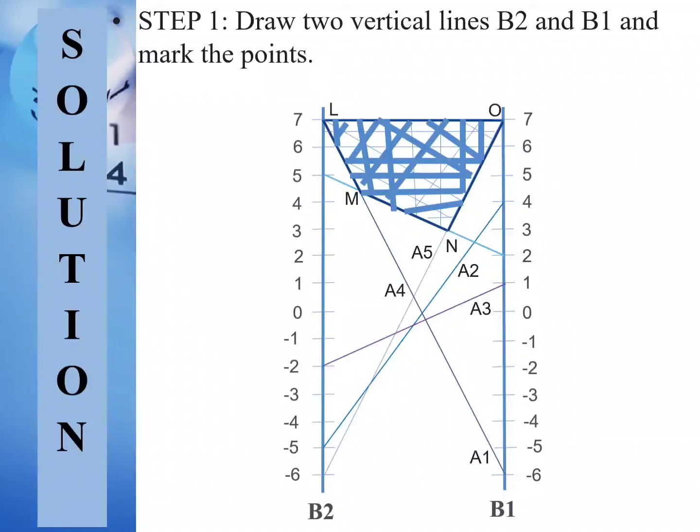Then draw the lines of A1, A2, A3, A4 and A5. To draw A1, take 7 on B2 and minus 6 on B1. Now we are going to join them. After joining, we can see a line representing strategy A1, where the value is minus 6 on B1 and 7 on B2. The boundary of the polygon is L, M, N and O. So, the lowest point on the upper boundary is N, which is our minimax point.